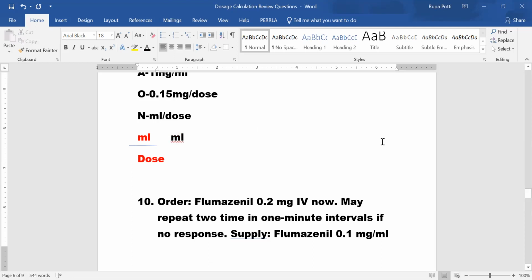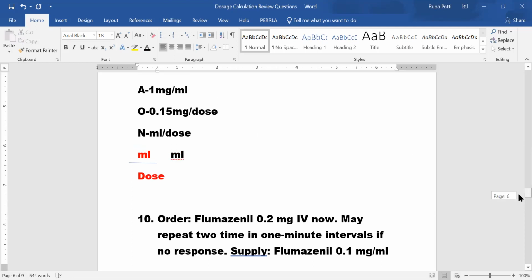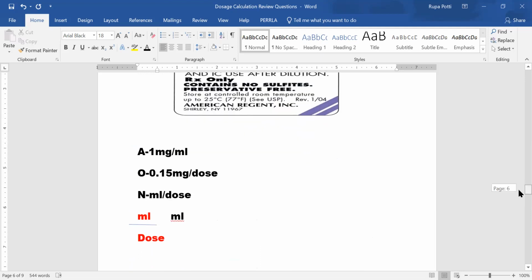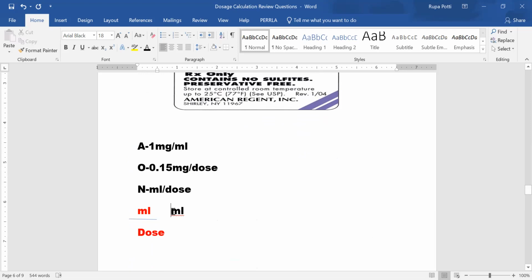And I'm going to look at the problem and see what in the problem has something to do with an ml, right? So over here, I do see that 1 milligram is in 1 ml, right? So that is what I'm going to do. So I'm going to say like 1 ml, right?